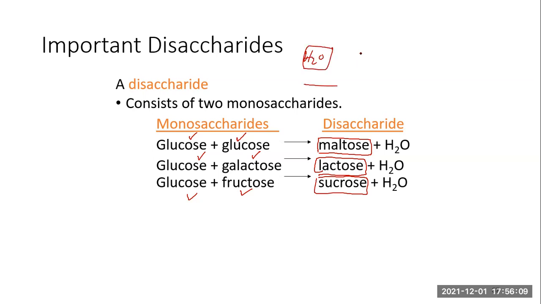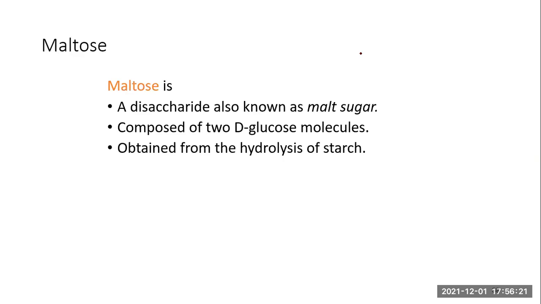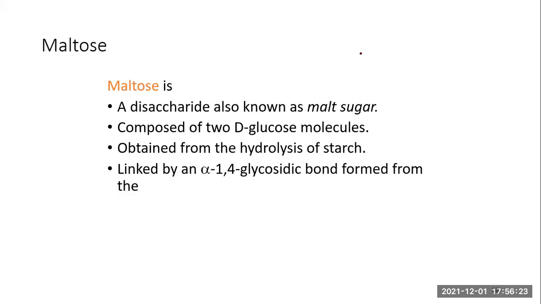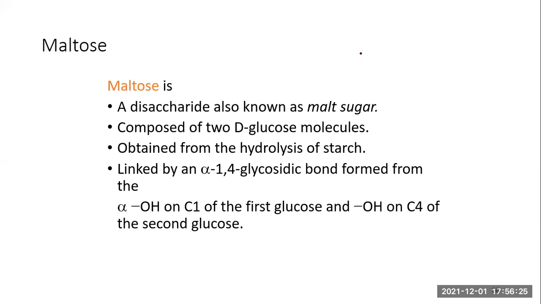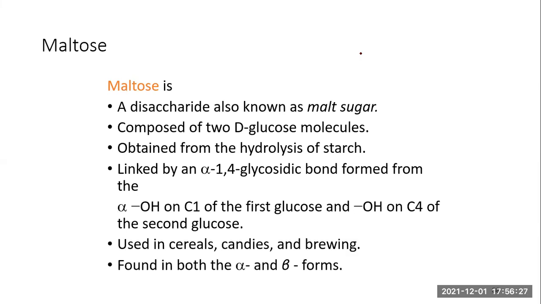So let's take a look first off at maltose and what it looks like and how it's really connected. So maltose is a disaccharide known as malt sugar. As we just saw on the previous slide, it is composed of two glucose molecules that are obtained through the hydrolysis of starch, which basically means we're going to take out water.